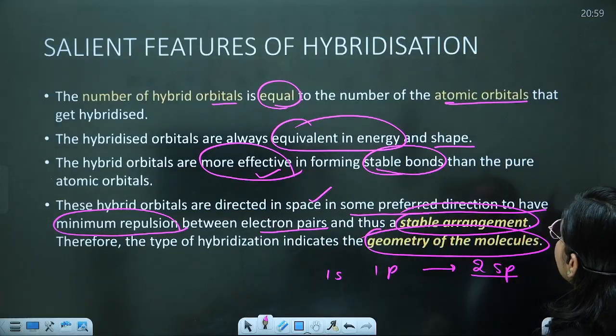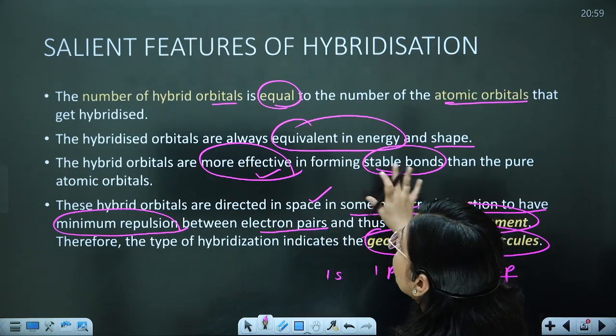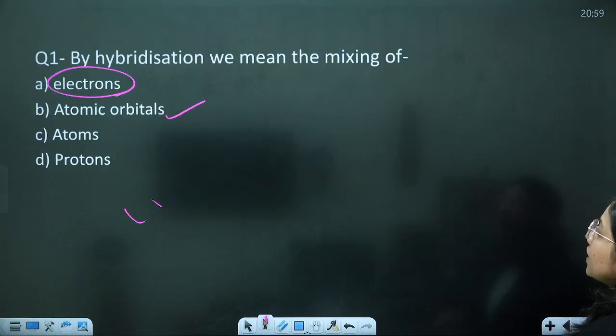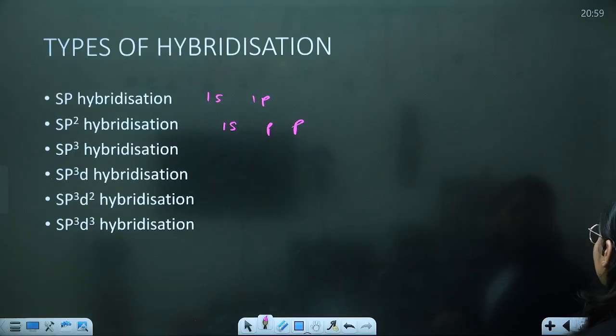Yes, that was about the stable structure. Okay, so we will read about the stable structures here.